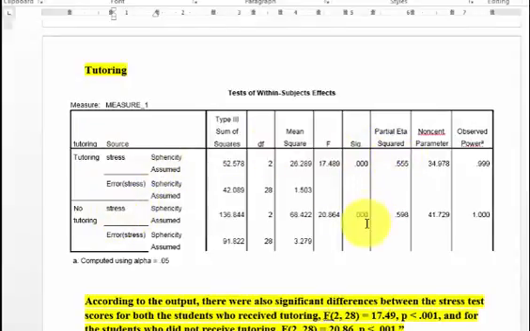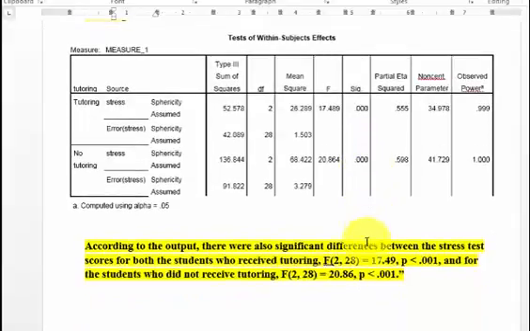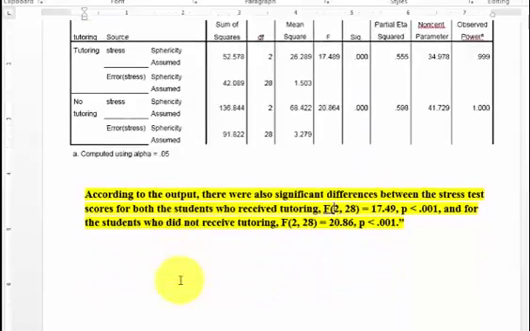So it looks like the effect was time, the 16 weeks of the class. They started out very, very stressful, but as time went on, everybody got less stressed out. That's basically what it was. And I think that's it.